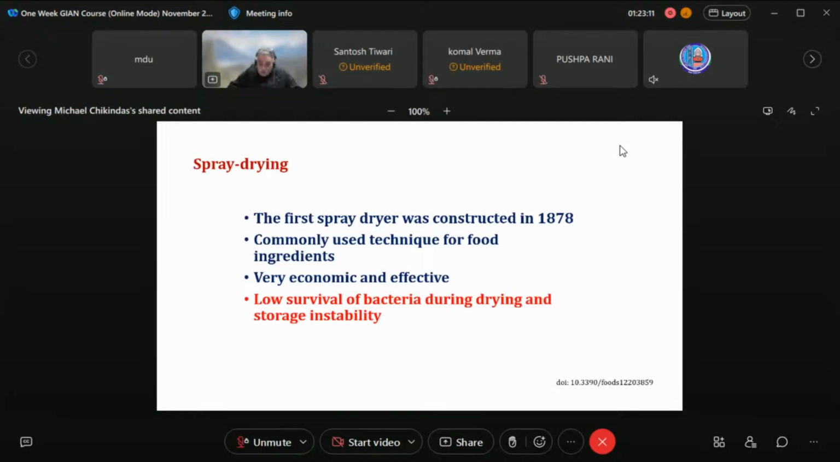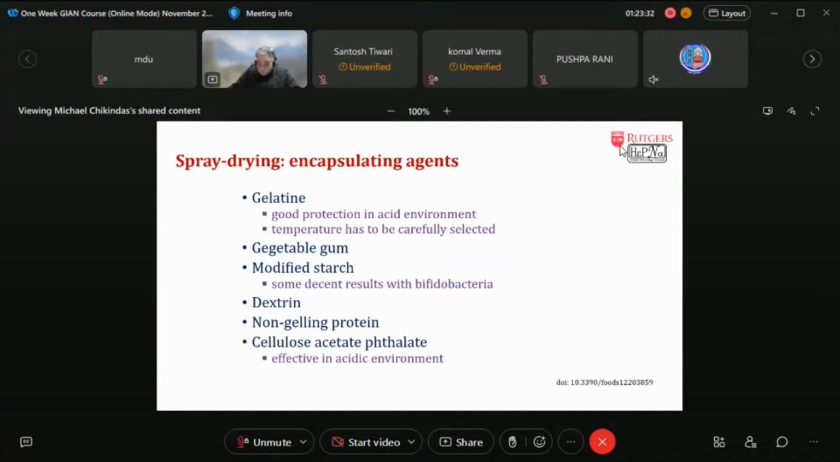The drawback: low survivability during drying and storage instability, but these can be dealt with, number one. Number two, the microorganisms can be pre-treated. It's not that good for strict anaerobes. It's good for microaerophiles, obviously, and for the spore formers. The encapsulation agents used, gelatins, with a good protection in acid environment, so we can use them to pass through the stomach. But the temperature needs to be carefully selected for these kinds of structures.